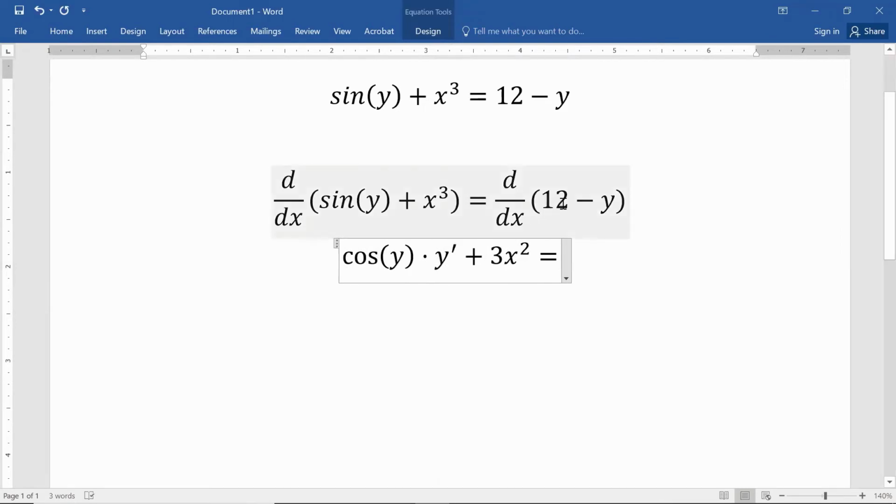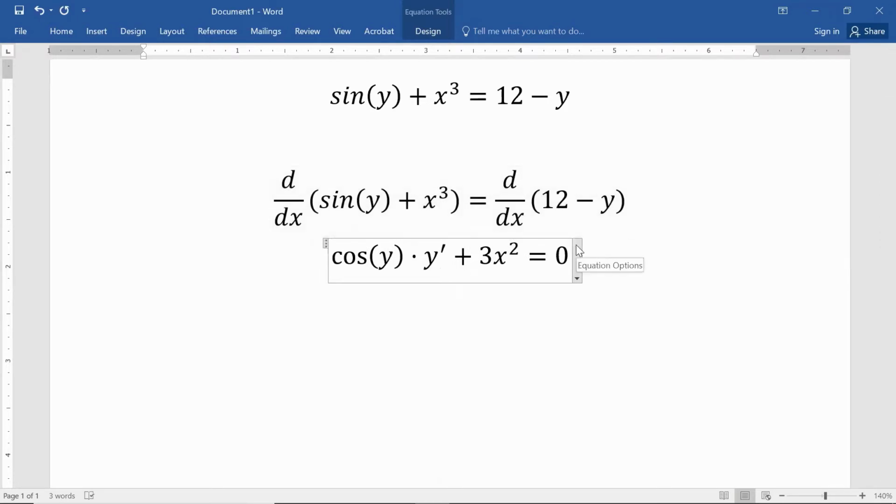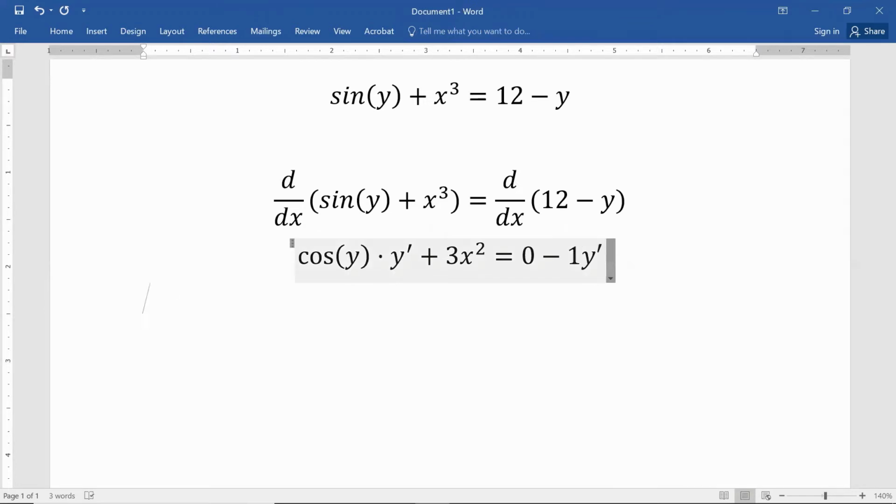The derivative of 12 is 0. The derivative of minus y, well, normally it'd be just -1, but since y is an inside function, it's -1 times y prime. I have to, again, multiply times the derivative of the inside function. Some people will just write this as -1 y prime. Going forward, what we have to do is solve for y prime.